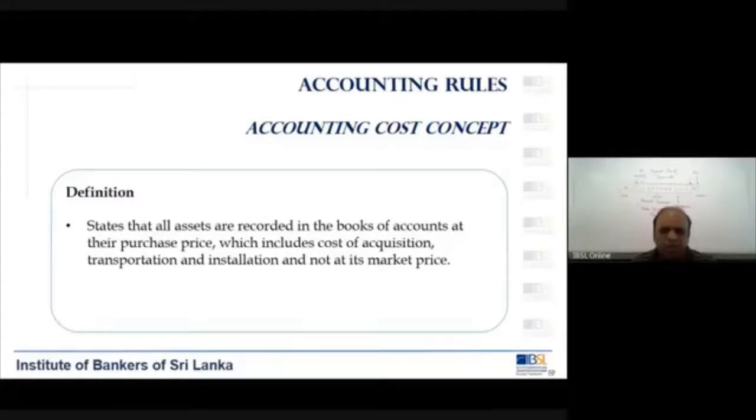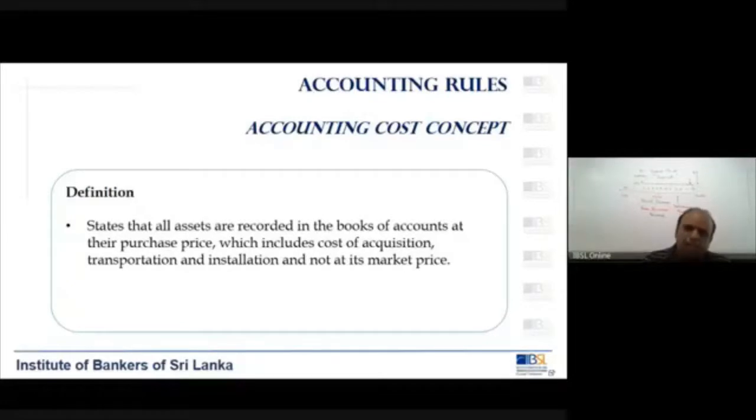So that is where the accounting cost concept comes in. The accounting cost concept says that all assets are recorded in the books of accounts at their purchase price. So what is the purchase price in this scenario? It is 120,000. The asset would have been 130,000, but with the special offer that you got, you have only paid 120,000. So that will be your purchase price. You have to account for all the assets that you have purchased at their purchase price.